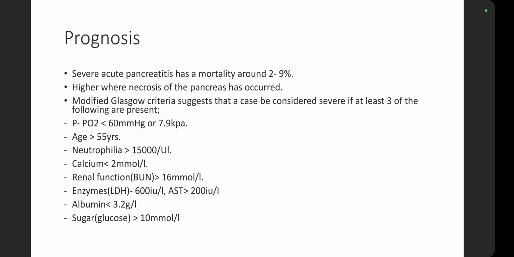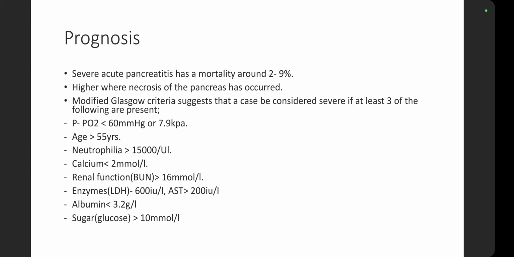Then the prognosis. Severe acute pancreatitis has a mortality around 2 to 9%. It's higher where necrosis of the pancreas has occurred. So we have got one of the modified Glasgow criteria, which suggests that a case may be considered severe if at least 3 of the following are present.